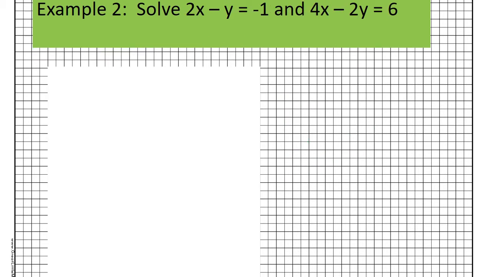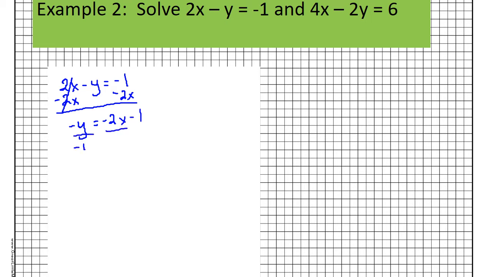Okay, let's look at example 2. We're solving these two equations by graphing, and the first thing that we notice is that the equations are not in slope-intercept form. So we're going to take this 2x minus y equals negative 1 and put it in slope-intercept form. First thing is subtract 2x. That gives us negative y equals negative 2x minus 1. And then we need to divide everything by negative 1. And that gives us y equals a positive 2x plus 1.